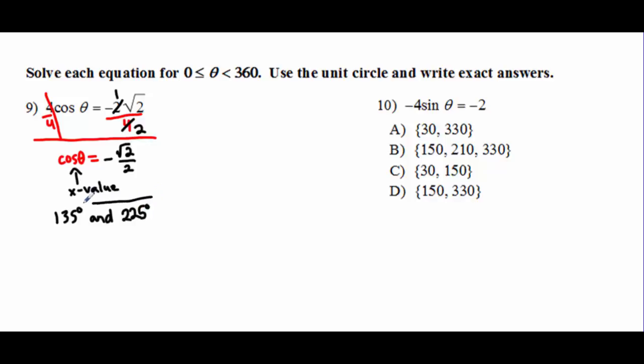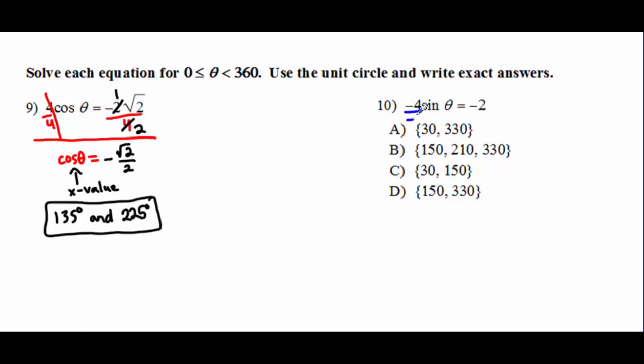You should always be looking for two answers unless you're on your quadrant lines, and then sometimes we only have one answer. If you're looking and you see that it's like 90 degrees or something, then it might be that there's only one answer, but you still need to check and make sure.